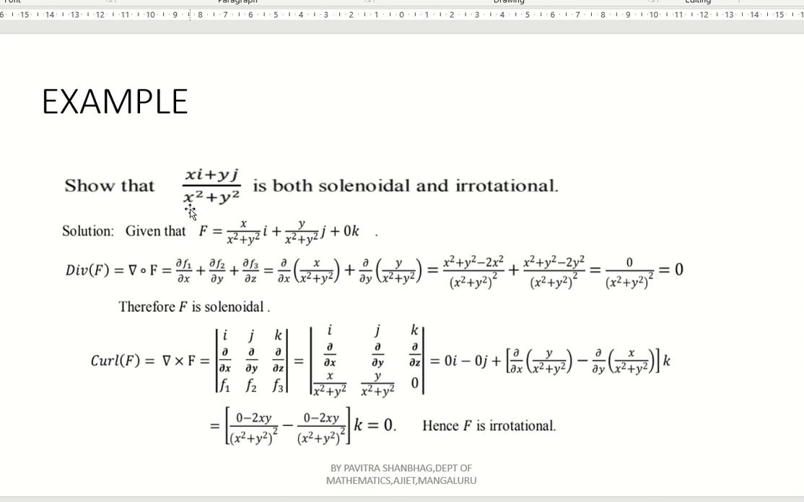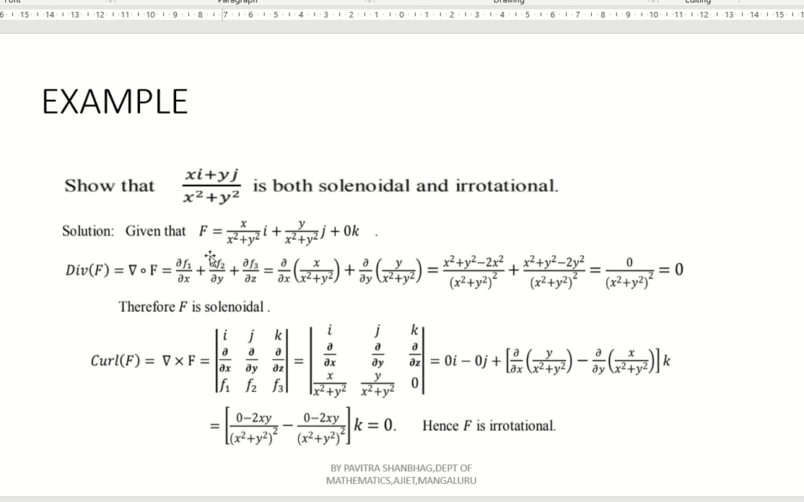Now what is vector f here? (xi + yj)/(x² + y²). Just split it in the form of x/(x² + y²) i + y/(x² + y²) j. There is no k term, so plus 0k. Now we need to find divergence f and curl f. What is divergence f? Del dot f, where del is nothing but ∂/∂x i + ∂/∂y j + ∂/∂z k. And what is vector f? This term you have to write, and the dot in between should be visible.